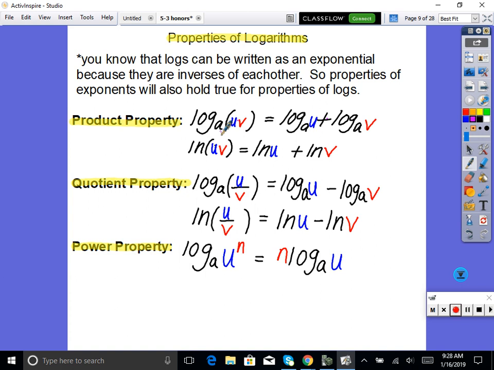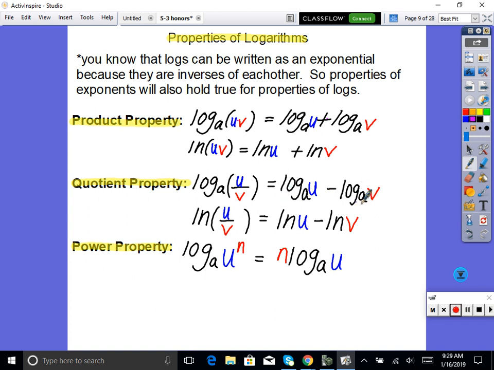It's usually better to have one logarithm than two separated logarithms. They have to be the same base though, just like properties of exponents. Okay, quotient property. Notice when you divide, then you subtract. So same rule. If you have log to the base a of u divided by v, notice the log to the base a of u is positive because it's on top. The divide sign creates the minus, and then log to the base a of v.